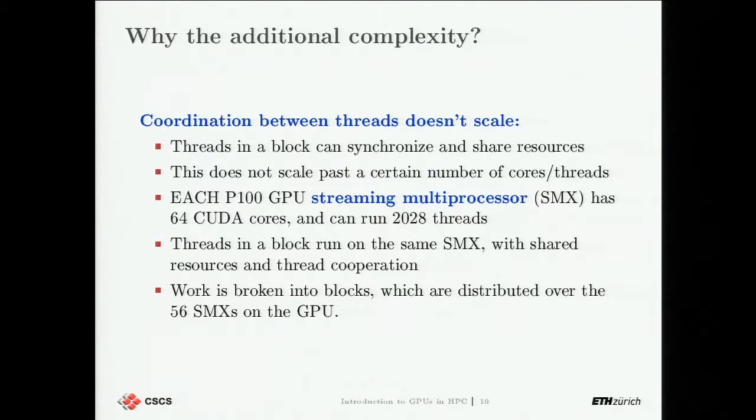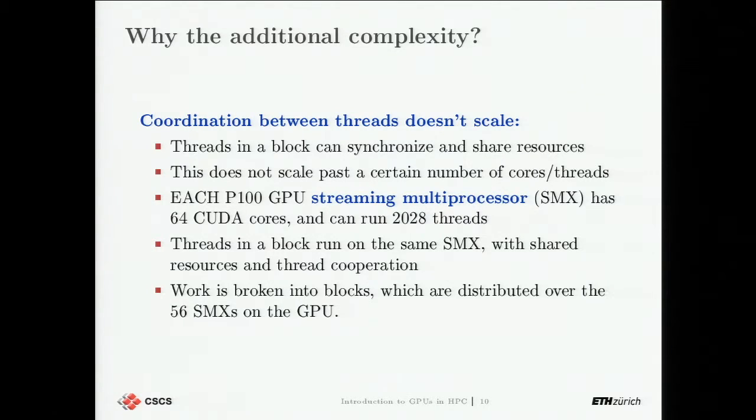And each P100 GPU has got these SMXs, and it's got 56 of them with 64 CUDA cores, and they can run a maximum of 2,028 CUDA threads at the same time. They can run multiple blocks. And threads within a thread block run on the same SMX. So this means that they get shared resources and they have full thread cooperation. So the threads that are running inside a thread block on the same SMX can synchronize with one another, they can share information with one another, and they can work together.